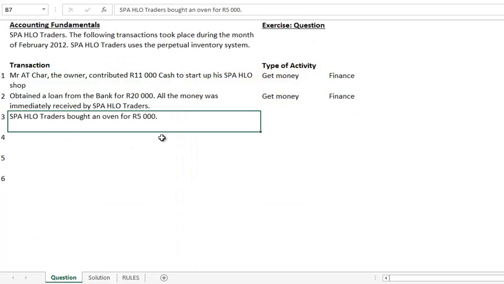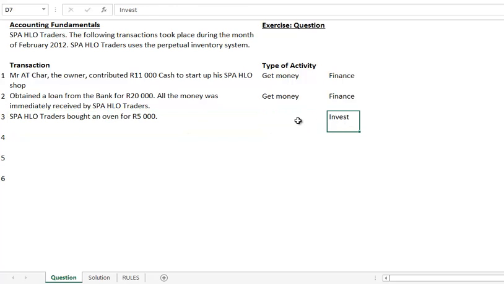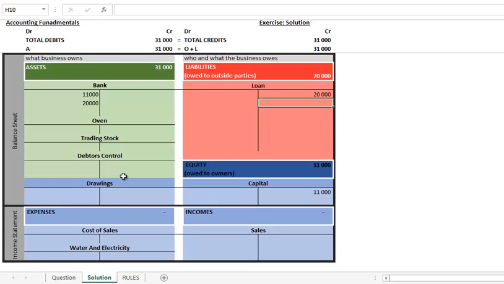Sparkler Traders bought an oven for 5,000 Rand. So this is an investing activity. The business is now buying assets. It's buying things that they can use to make money. So they're going to use this oven to make some nice Sparkler dishes. So let's have a look what happens.